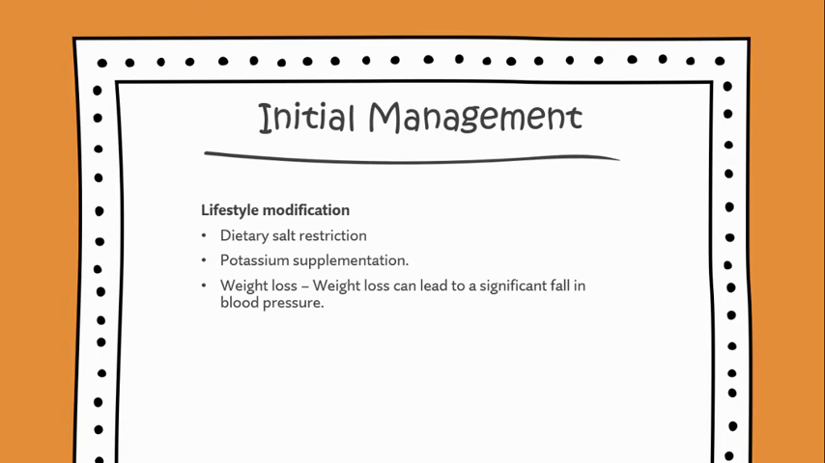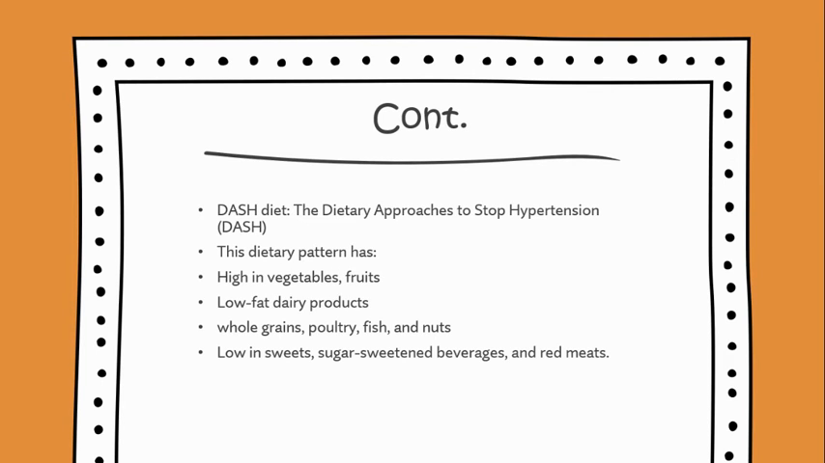Initial management would be lifestyle modification: dietary salt restriction, potassium supplementation, and weight loss, as weight loss can lead to a significant fall in blood pressure. The DASH diet, the dietary approaches to stop hypertension. This dietary pattern is high in vegetables and fruits, low fat dairy products, whole grains, poultry, fish, and nuts, and low in sweets, sugar sweetened beverages, and red meats.